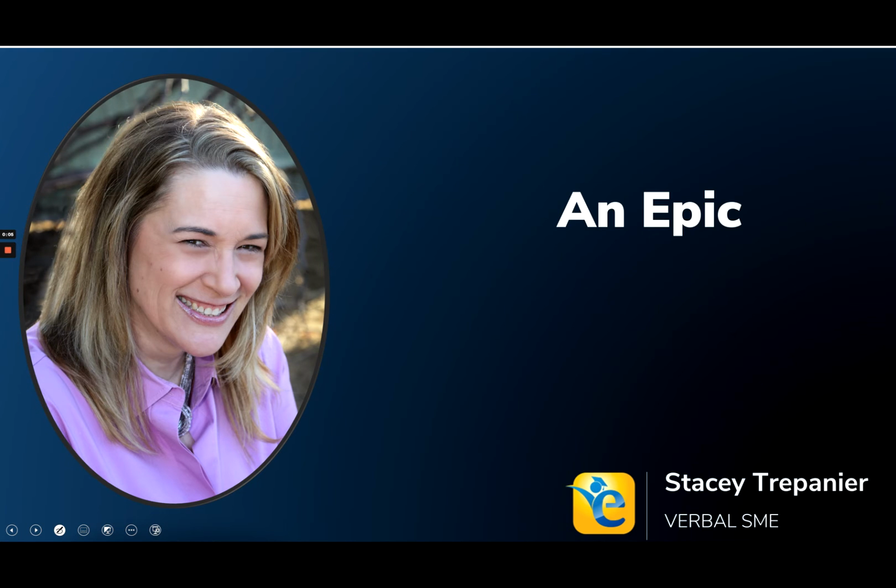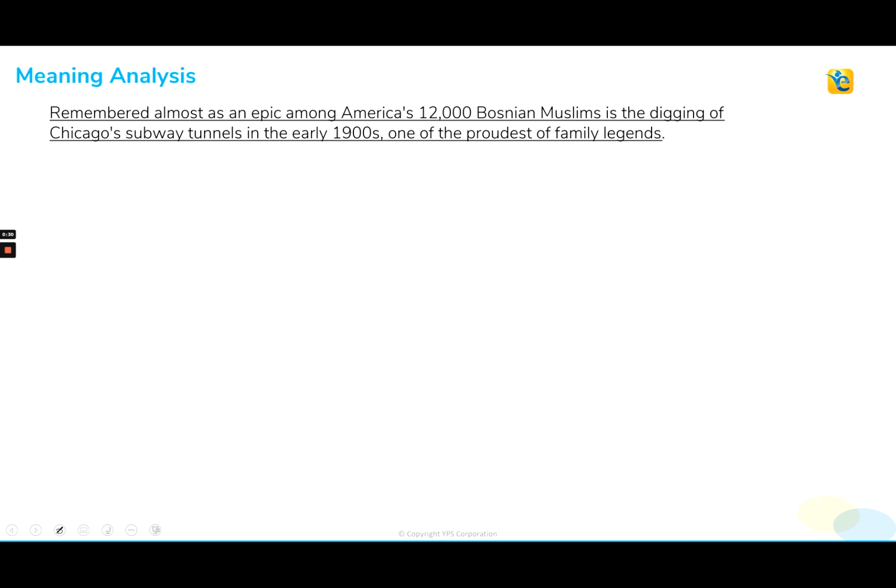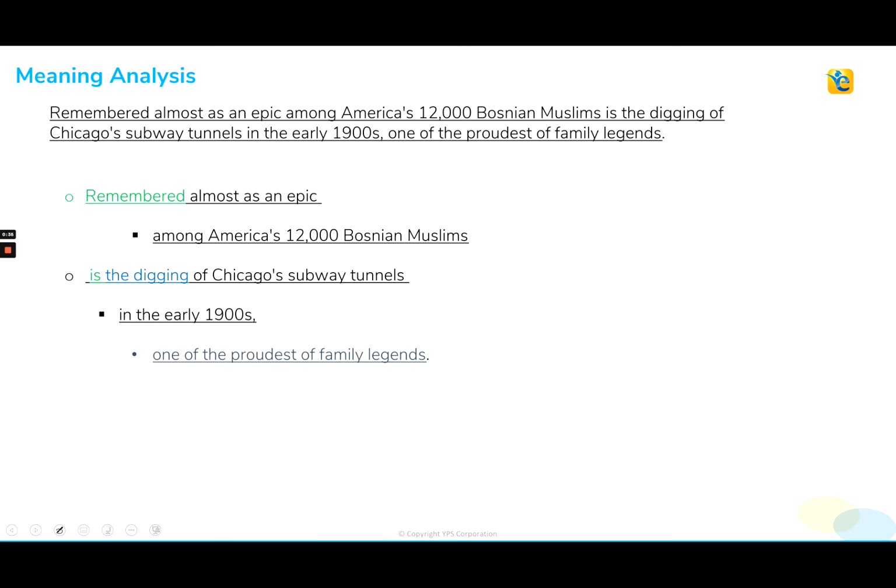I'm one of the subject matter experts here on the e-GMAT team, and I'm going to work through this official question on an epic with you. Now, if you're intimidated by a completely underlined sentence, no worries. Our approach is going to be exactly the same here as a partially underlined sentence. In a lot of ways, a completely underlined sentence gives us more freedom. So, let's get to work using that e-GMAT three-step approach to extract the meaning utilizing the sentence structure.